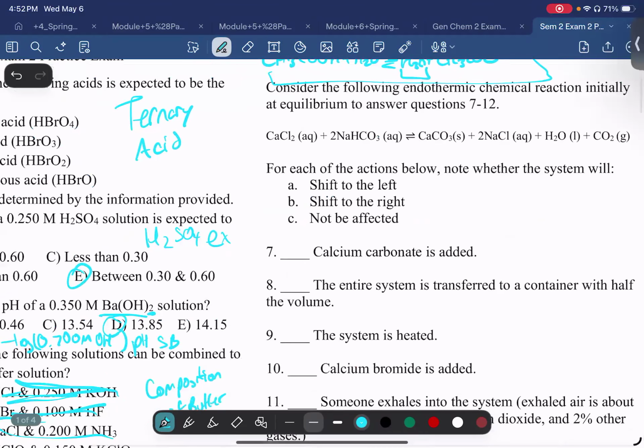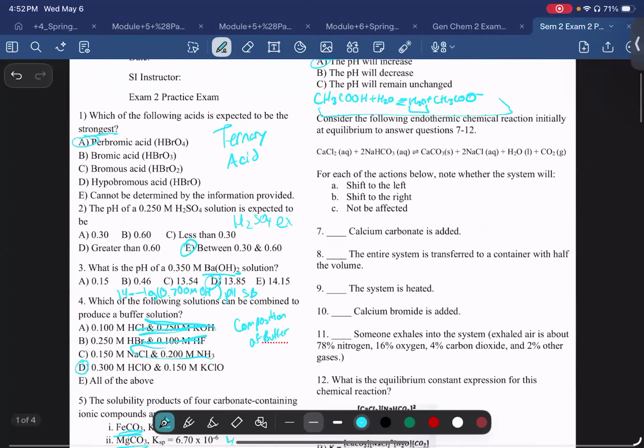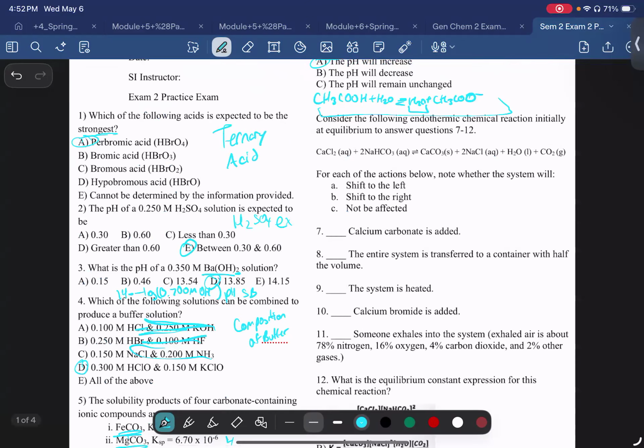So, yeah, now we have to do these equilibrium questions, right? So this is A, B, C, right? You probably had something like this on your exam. I don't really remember, but all right. So adding calcium carbonate. Calcium carbonate's a solid, and so that's not going to do anything. So that's going to be C, not affected, because solids don't affect equilibrium.